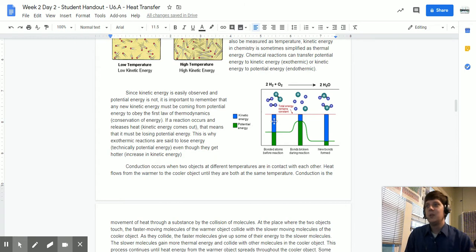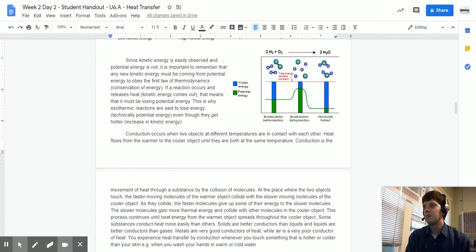And in this diagram, you can see that the total energy is the same. In this exothermic reaction, the green from the very beginning to very end is lower, which means more kinetic energy. So it's lost energy in the sense that it's lost potential energy, although technically the total energy is the same.